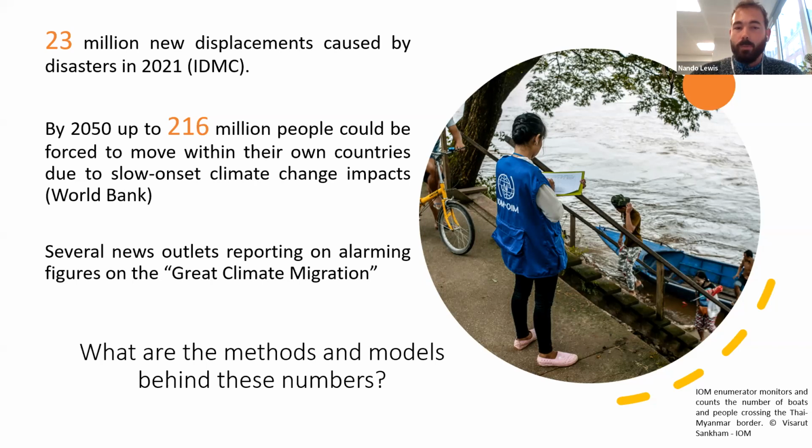But when we're speaking about the impact of climate change and human mobility, how are these data collected? What are the methods and models used to estimate the number of people displaced and moving in the context of sudden onset events such as earthquakes, extreme weather events such as tropical cyclones, and slow onset events related to the adverse effects of climate change, such as sea level rise or desertification?